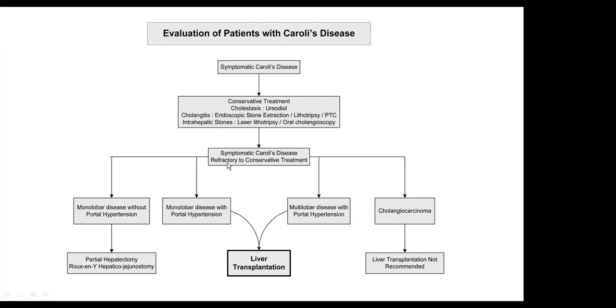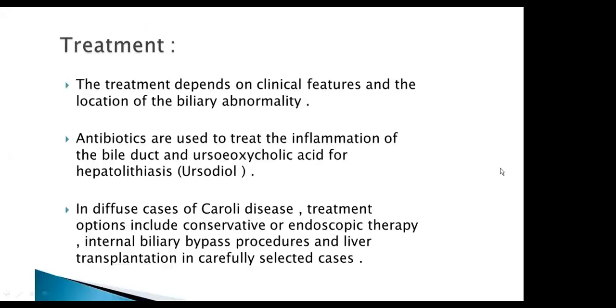For symptomatic Caroli disease, if it is refractory to this conservative treatment, then according to the presentation, if the patient has monolobar disease without portal hypertension, partial hepatectomy or segmentectomy may be enough. With the development of portal hypertension, whether monolobar or multilobar, it will end with liver transplant. And if the patient develops cholangiocarcinoma, liver transplantation is no longer recommended. Treatment depends on clinical features and location of the biliary abnormality: antibiotics to treat inflammation, also for hepatolithiasis, and in the diffuse type, conservative first, and then liver transplantation will be an option.